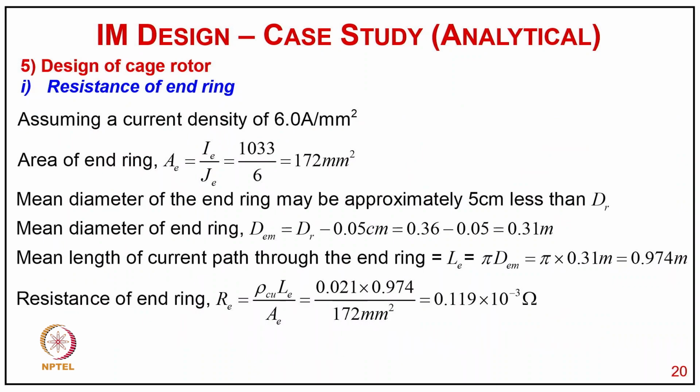Now for finding the resistance of the end ring, we again select almost the same current density as we considered for the bar, that is 6 ampere per millimeter square. So the area of the end ring is A equal to I upon J, as 1033 divided by 6, that's 172 millimeter square. The mean diameter of the end ring may be approximately 5 centimeter less than Dr, so the mean diameter of the end ring will be Dm equal to Dr minus 0.05 meter, which comes to about 0.31 meter or 31 centimeter. The mean length of the current path through the end ring will be L equal to pi Dm, which comes to 0.974 meter, and the resistance of the end ring will be rho R equal to rho Le upon Ae. Putting the value, it comes around 0.119 into 10 power minus 3 ohm.